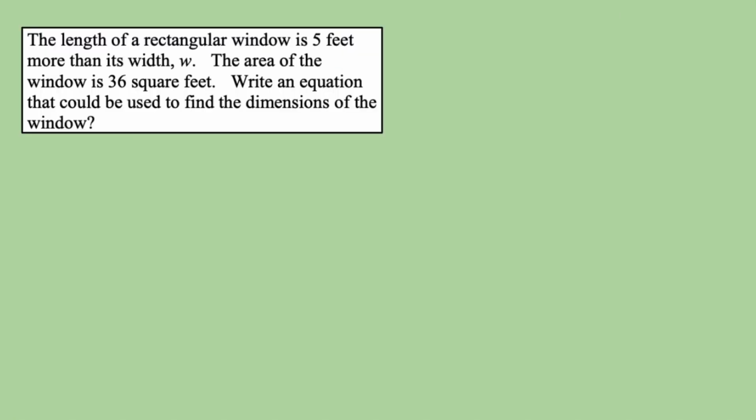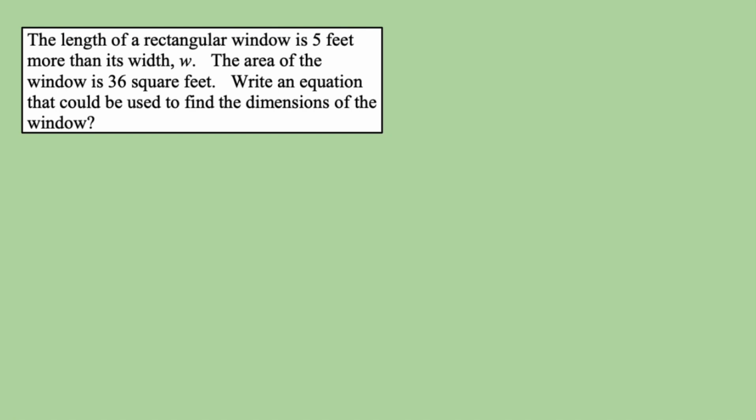Now we're going to go over some questions together. The first one is, the length of a rectangular window is 5 feet more than its width w. The area of the window is 36 square feet. Write an equation that could be used to find the dimensions of the window.